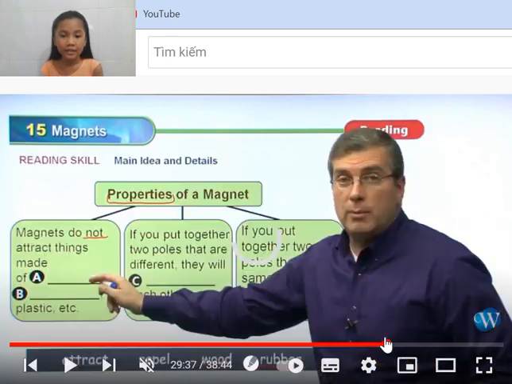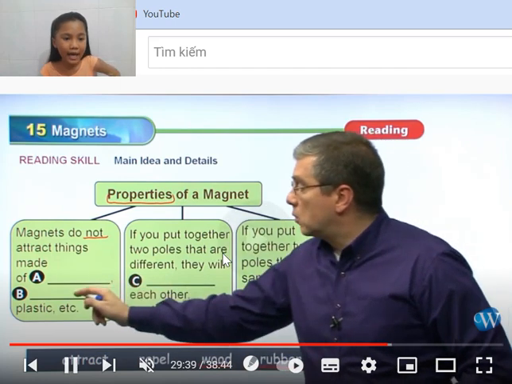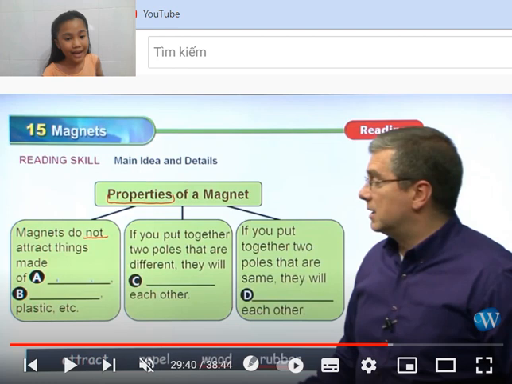Okay, so let's do a practice here. We have the words: attract, repel, wood, and rubber. Magnets do not attract things made of rubber. Yeah, I think rubber. And attract or repel? No, I don't think so. They're actions. So wood is the correct one.